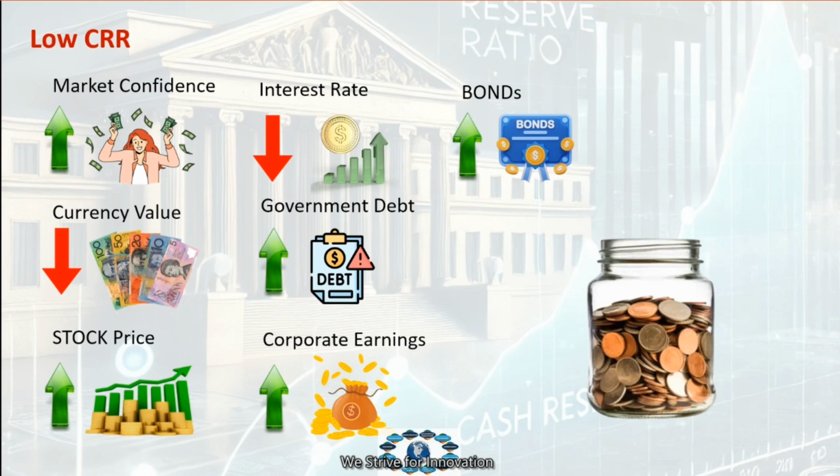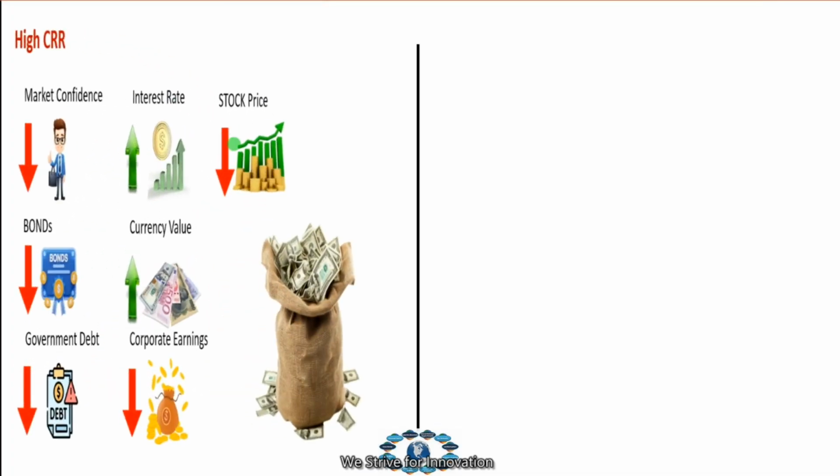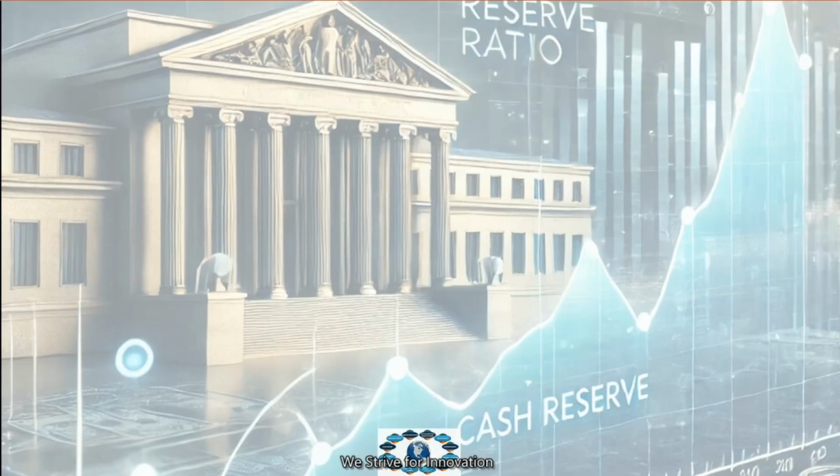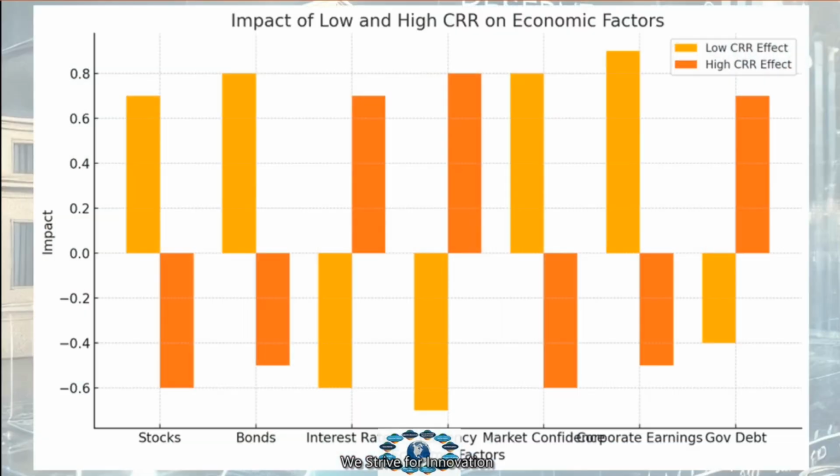Okay, so now we talked about how those aspects are affected with the high and low CRR, and here you can see it side by side, so you can visualize how to compare both sides. Let's see some charts that will give us some ideas. As you can see, impact of low and high CRR on economic factors: stocks, bonds, interest rate, currency, etc. And you can see the low CRR effect and the high CRR effect, and you can see the impact here.